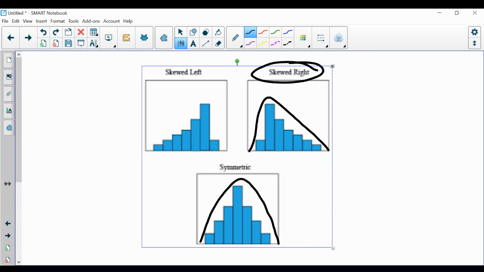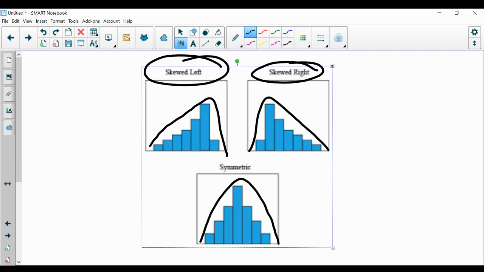And the last one, draw a dome over the top and come down. Again, my top isn't in the middle. This time it's scooted over to the right-hand side, leaving a tail on the left, which is why it's called skewed left. Okay, so hopefully that will help you.